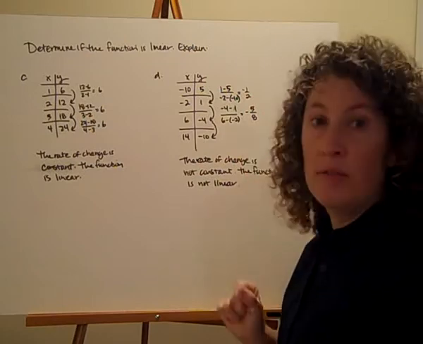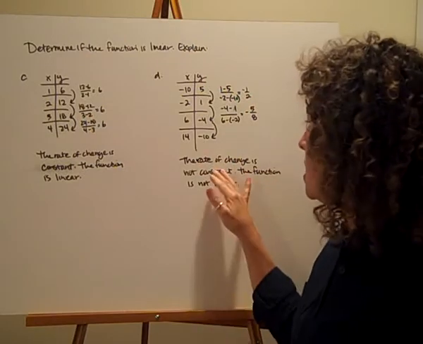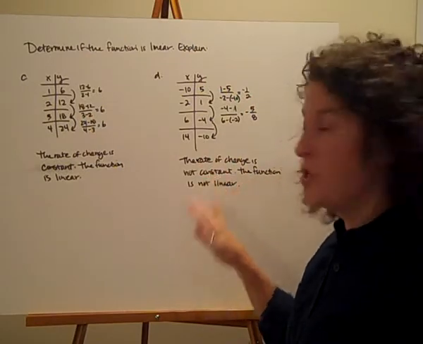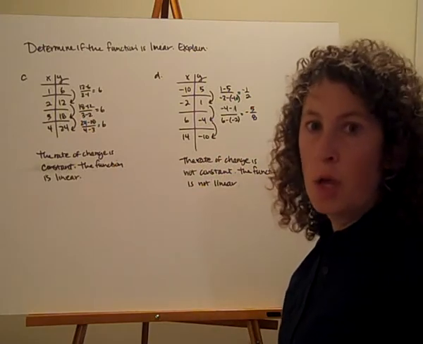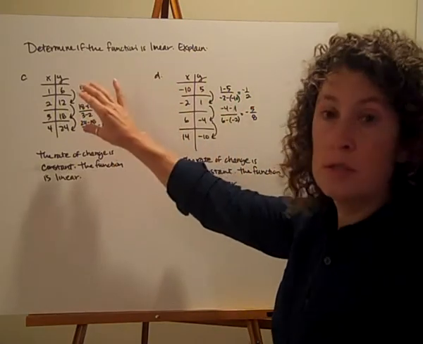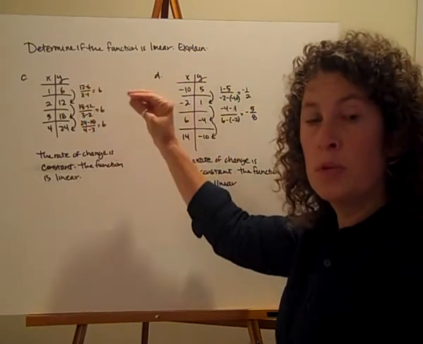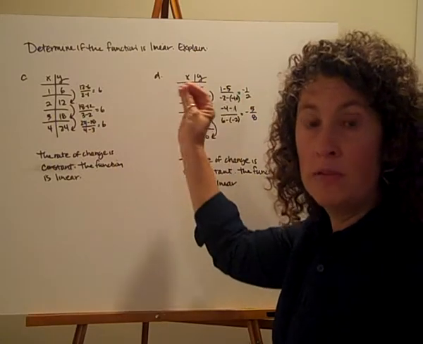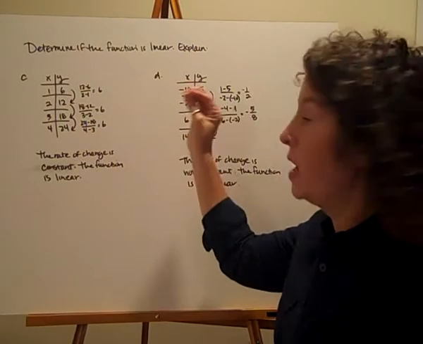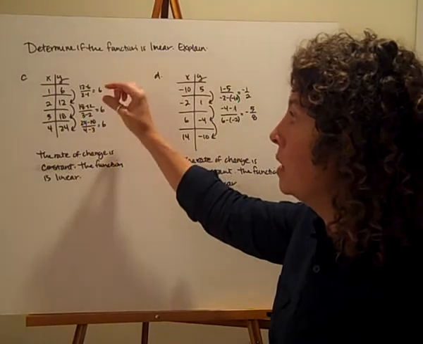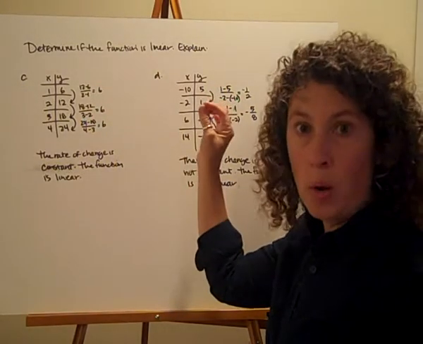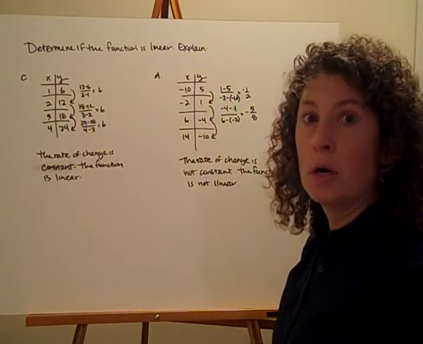The minute I find that some of these rates of change are different, we realize that it's not a constant rate of change, which means the function is not going to be linear. So these are functions. The input has something to do with the output, and we never have the input going to more than one output, but they're just not linear on a graph.